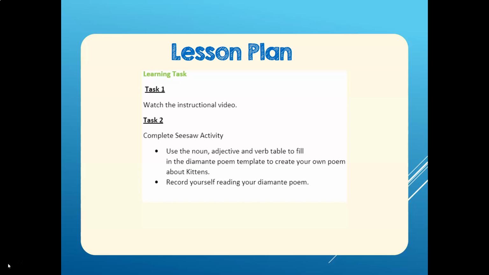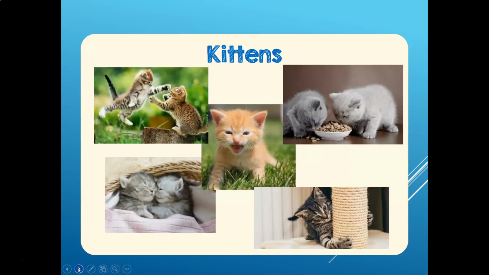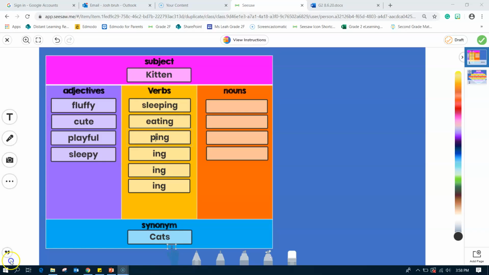So the first thing we need to do is have a little think about some kittens. The first thing you'll do is put in the title or the subject, which will be kitten. A synonym for kitten is cat. So I'm going to use the synonym cat.